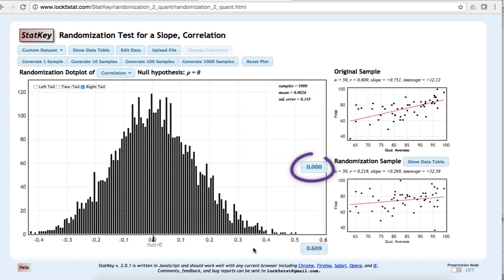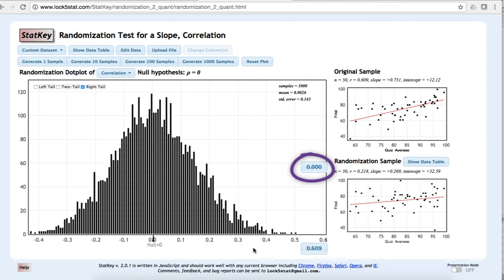This is our p-value. In other words, if there's not a relationship between these two variables in the population, the probability that a random sample of 50 would have a correlation coefficient of 0.609 or higher is 0.000. In practice, we would say that the p-value is less than 0.001.